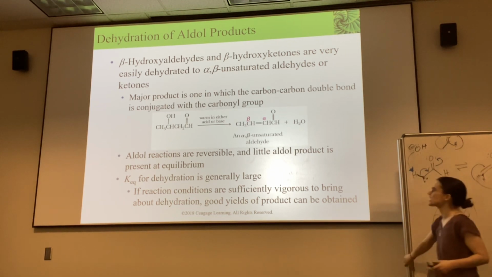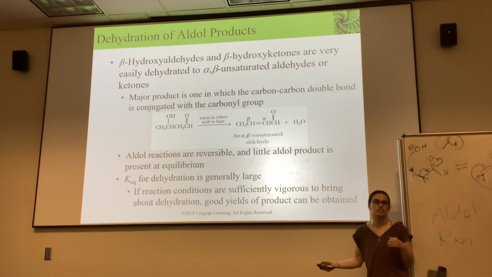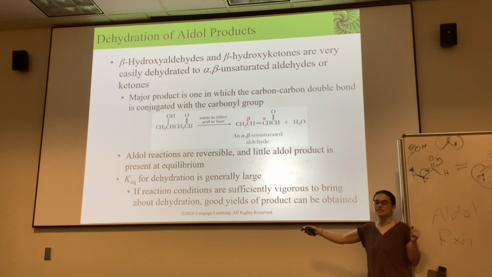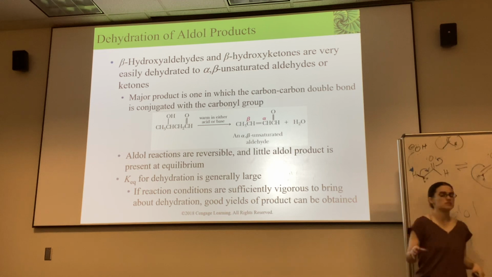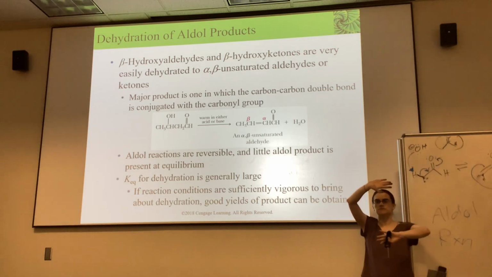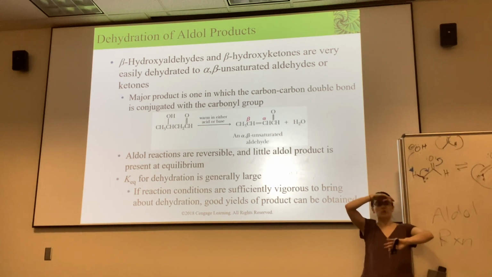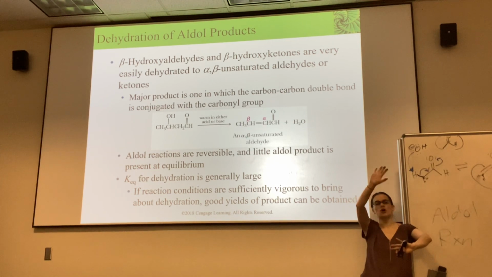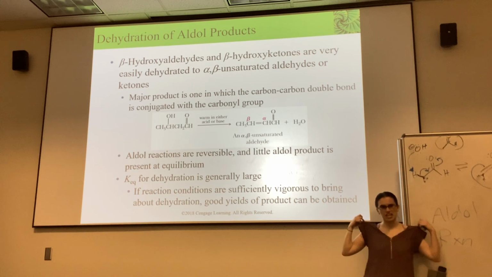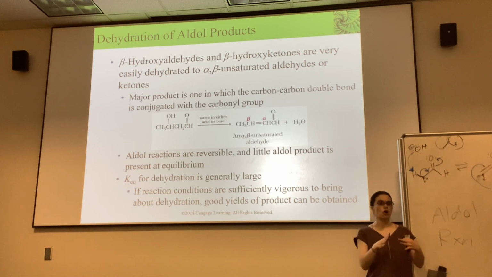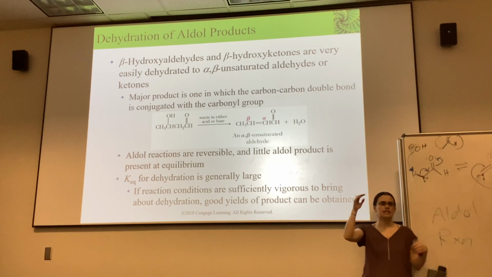This happens. So the KEQ for dehydration is generally large. Large KEQ means, so KEQ is products over reactants, right? So if we've got a ton of reactants and it doesn't make a whole lot of products, we've got a small number over a big number. Well, that's a tiny fraction, right? So KEQ would be small.